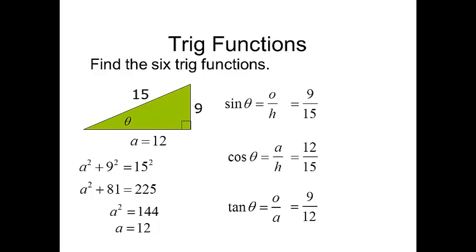Now notice that the tangent can be sine over cosine. It'll be 9 over 12 because the 15s cancel. So that's another way of getting tangent if you have sine and cosine already. Okay. Now the reciprocal of sine is cosecant, 15 over 9. Reciprocal of cosine is secant, 15 over 12. And cotangent, 12 over 9.